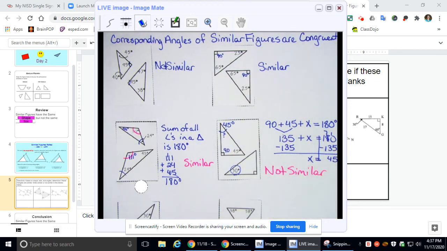All right, so we've done a few examples together. Now you guys go ahead and take a look at your examples on your paper and complete it for a grade.